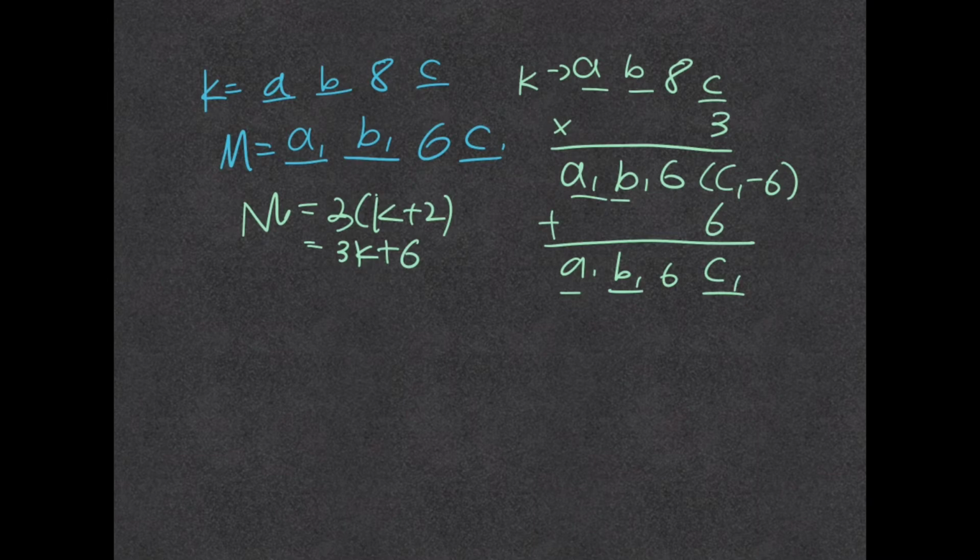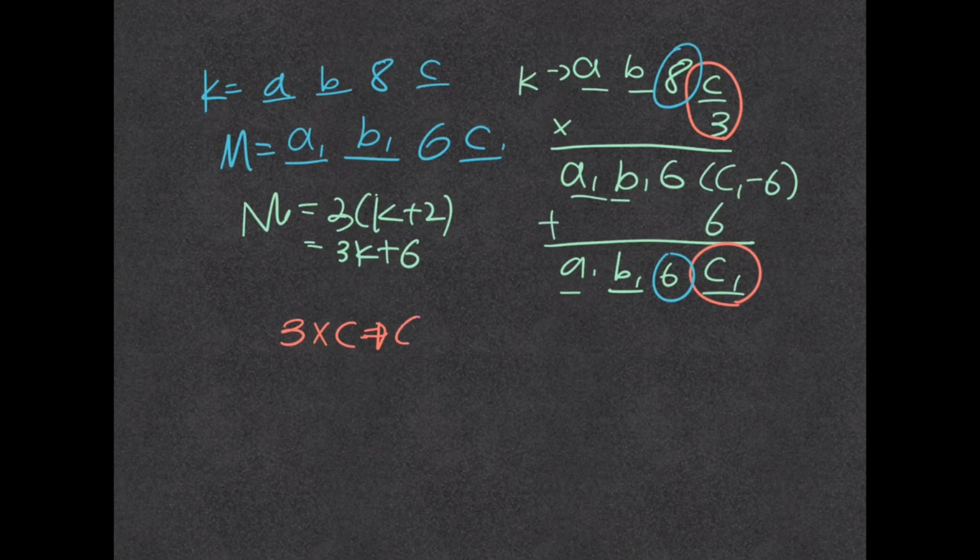So basically it means that this one and this one are the same. This one and this one will be the same. And so on. So to basically start with C, since it's the last digit, we can see that the last digit of 3 times C is equal to C1. So let's find the things that will actually work.